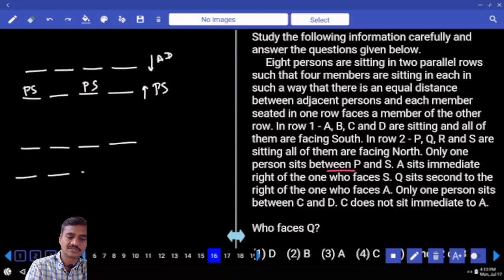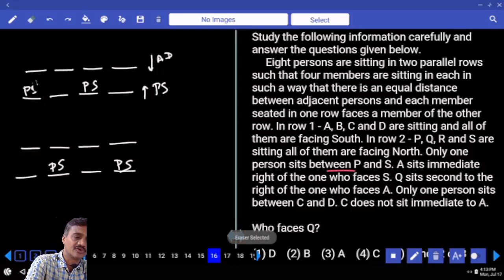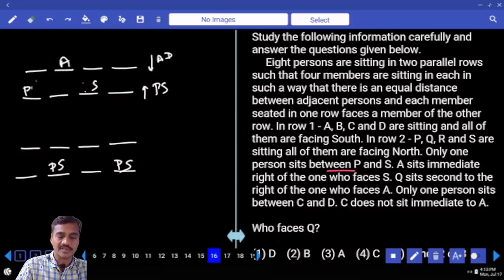And in the second case, P and S can be at the second and the fourth place. Then A sits to the immediate right of the one who faces S. Now if S is here, S opposite immediate right must be A, not possible. Hence S cannot be at this place, P is here. Now if P is here, then S will be here. And opposite to S, immediate right hand side, who is that person? A. And again, in this case, S is here, A can be here. Hence 2 possibilities are still existing.